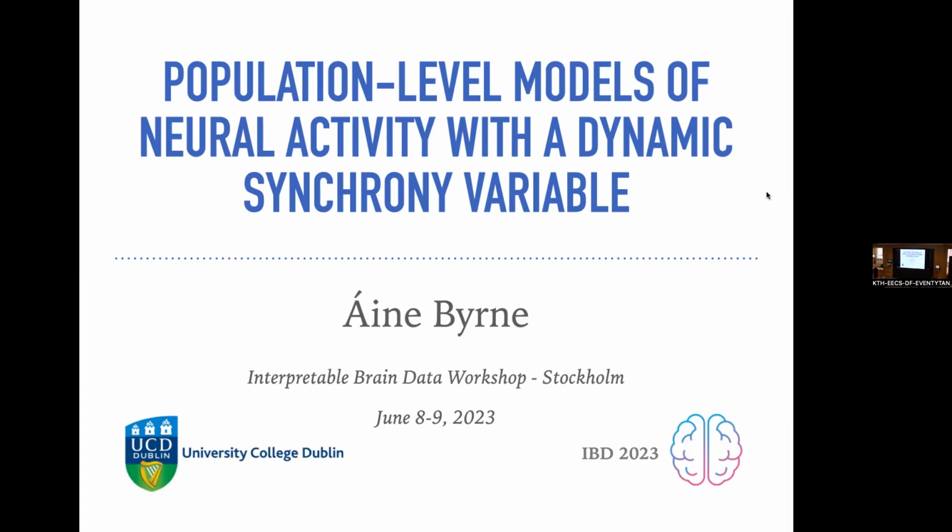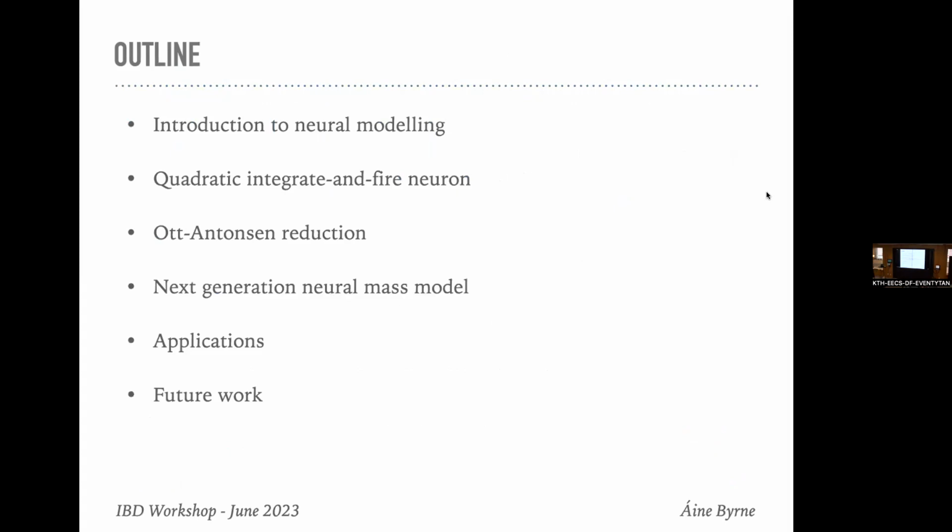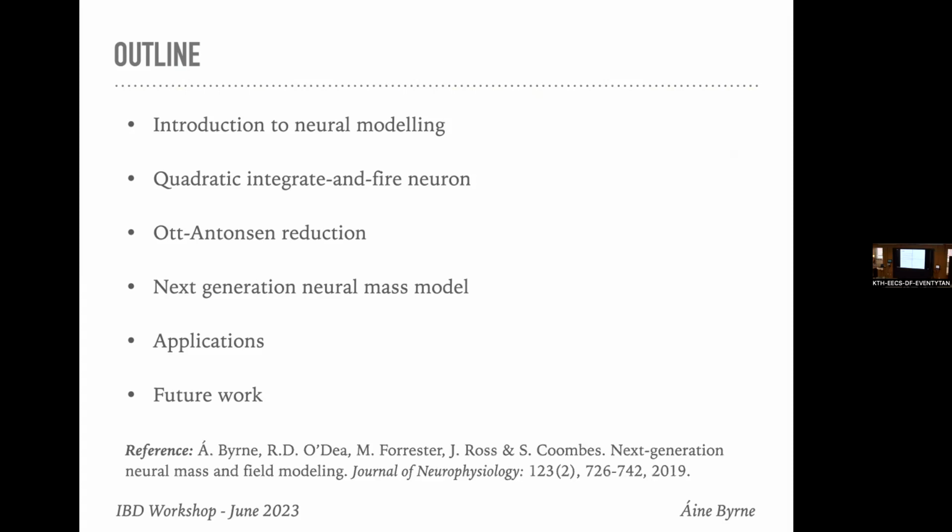So, a brief outline: we'll give an overview of some of the neural modeling, then talk about this quadratic integrate-and-fire neuron model that I use and how we use this reduction to get what we call the next generation of neural mass models. I'll talk about some applications and some future work. And most of what I talk about today is covered in this review article I wrote with collaborators, which was published in 2020.